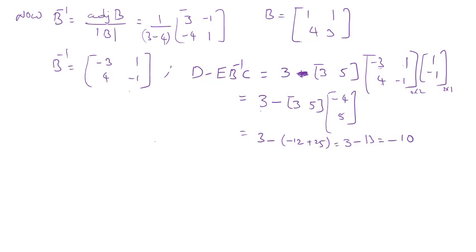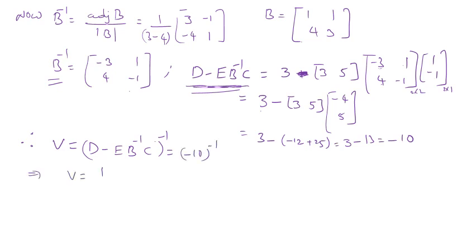Next, what is the v value? I have to find two inverse matrices. One is B inverse, and the other is the inverse of this whole expression, and that whole inverse is represented by v. So the inverse of minus 10 implies v equal to minus 1 by 10. V is over and B inverse is over, right?